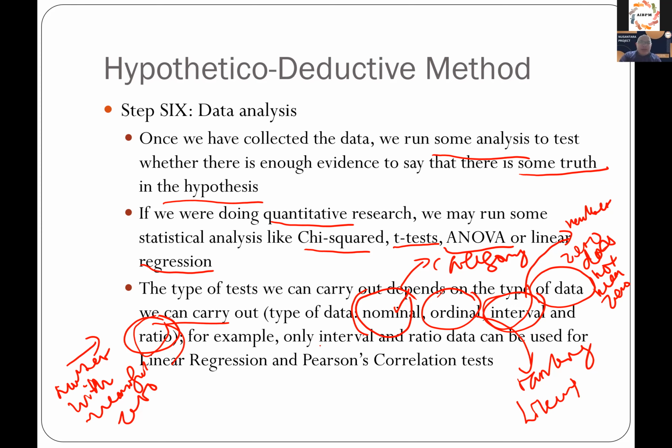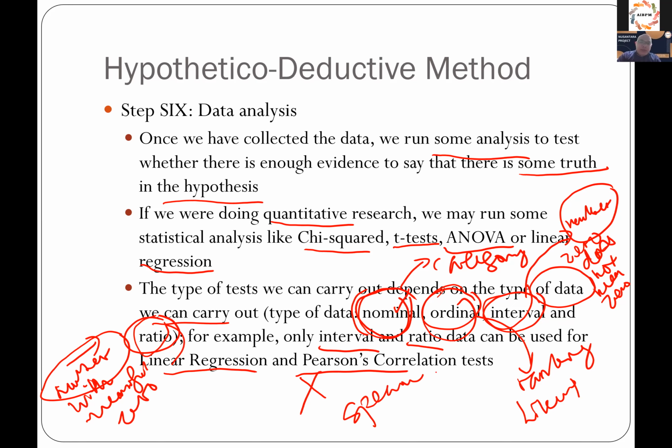So for example, if you have interval and ratio, that means you have numbers already. Then you can do linear regression, or you can do Pearson correlation. If you have nominal or ordinal data and you want to do correlation, you cannot use Pearson. In that case, you need to use Spearman. Spearman is actually for nominal or ordinal data. Spearman has certain steps to follow also. So that's why you need to know what type of data you would like to test, and based on the data, you choose the right test to use.